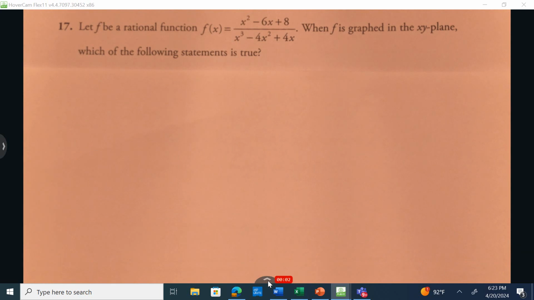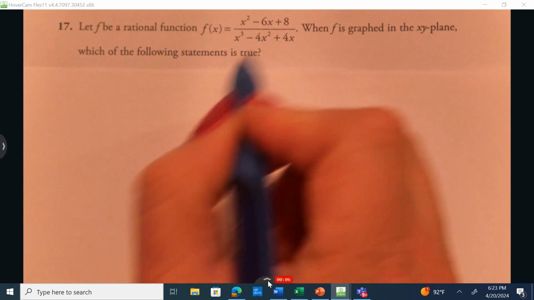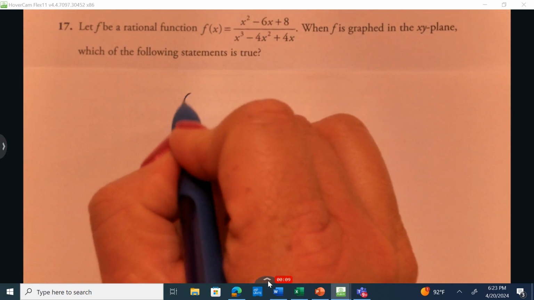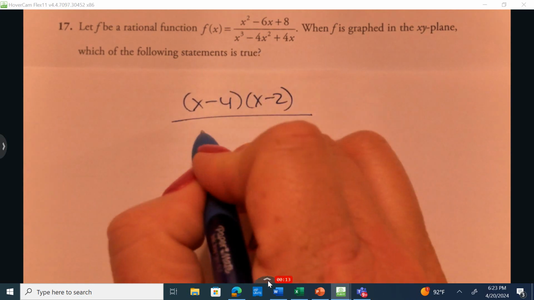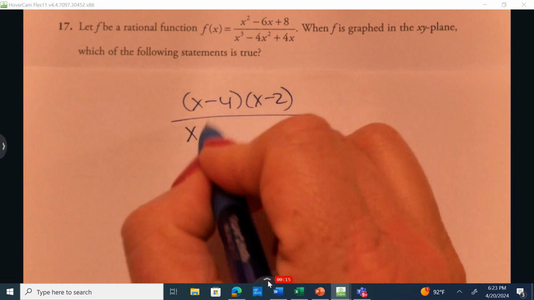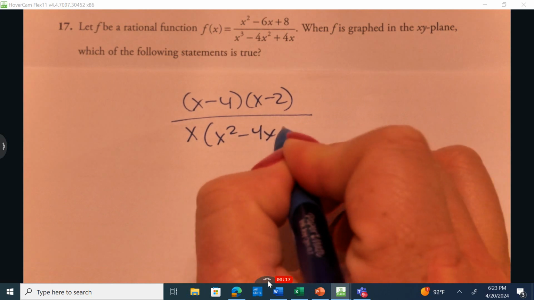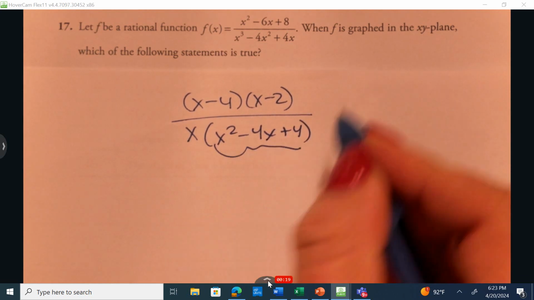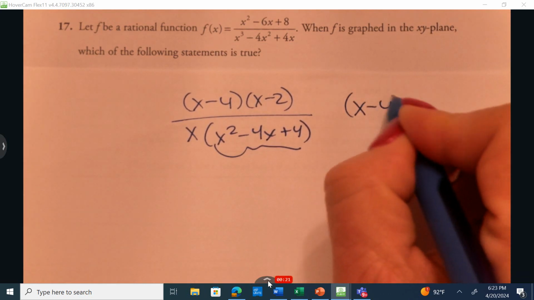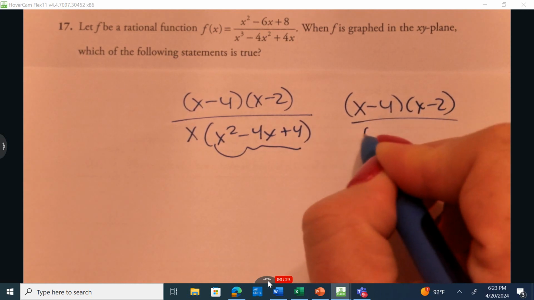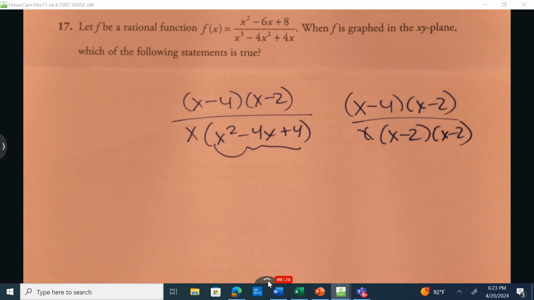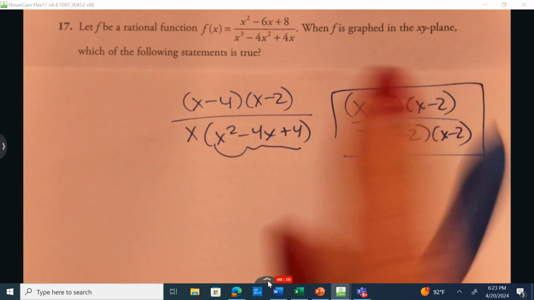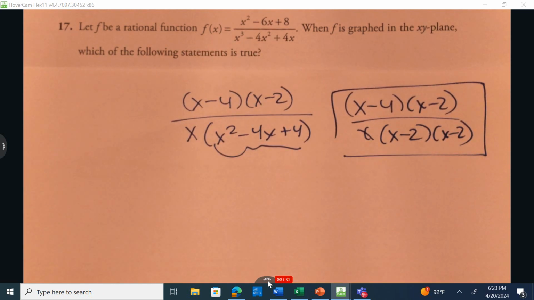In number 17, we're provided with a rational function, and we want to find out which of the following statements is true. So I'm going to start by factoring this. If I factor the top, I have x minus 4 times x minus 2. And if I factor the bottom, first I'm going to factor out an x, and I have x squared minus 4x plus 4. And I can see that this trinomial then factors into x minus 2 and x minus 2. All right, so this is the factored form of this original rational function.